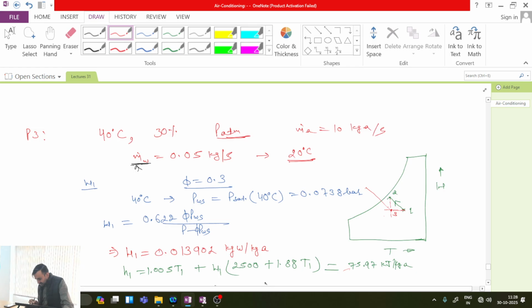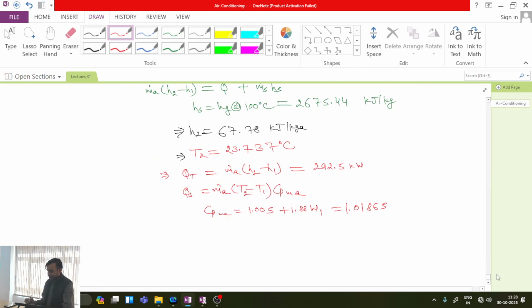Now in this direction what is happening? Only temperature is changing. So that's why m dot A into T2 minus T1. But for writing this change in temperature, we must have the specific heat. Okay, is this one clear? So this is my Cp value.